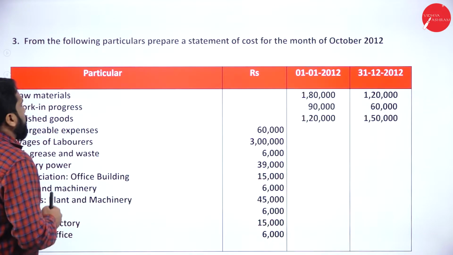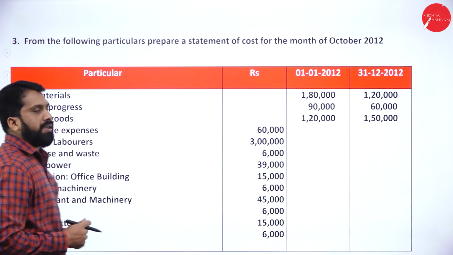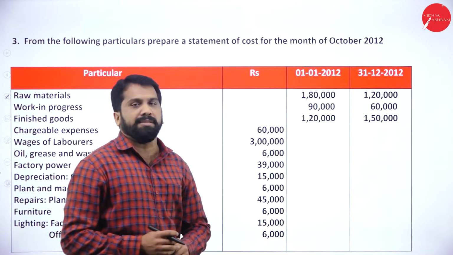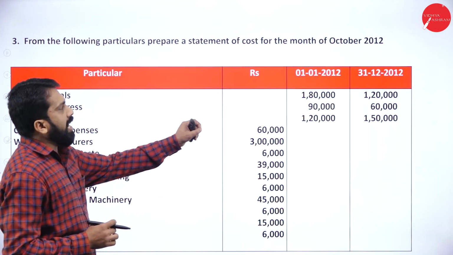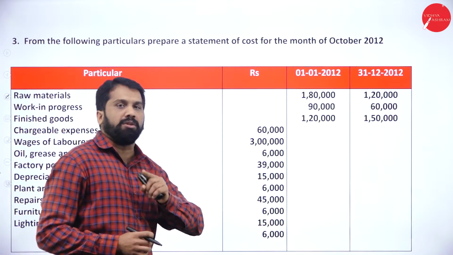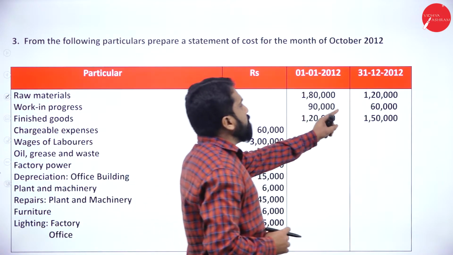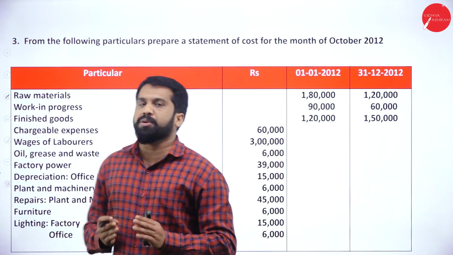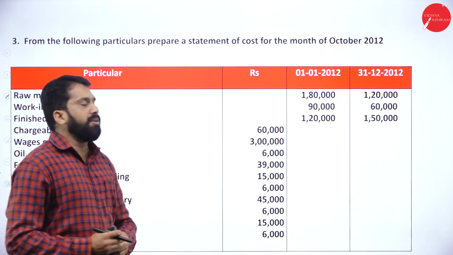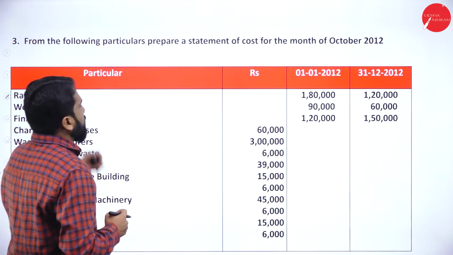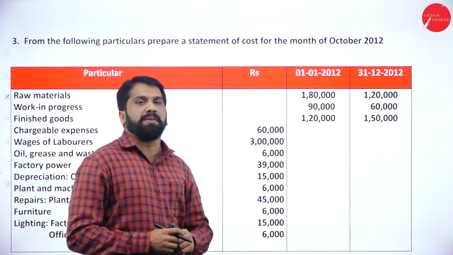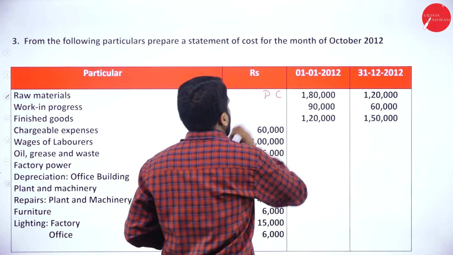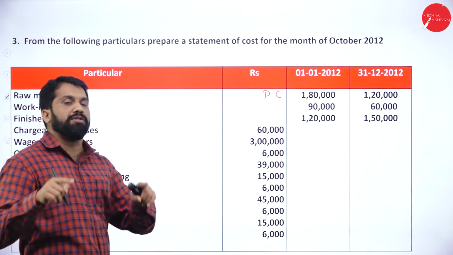First one, raw material. Where will raw material come? In this they have given opening balance and closing balance. 1st January 2012 is the opening balance, and 31st December 2012 is the closing balance. Now, raw materials opening and closing come under where? Prime cost. In the last class I gave you a chart.